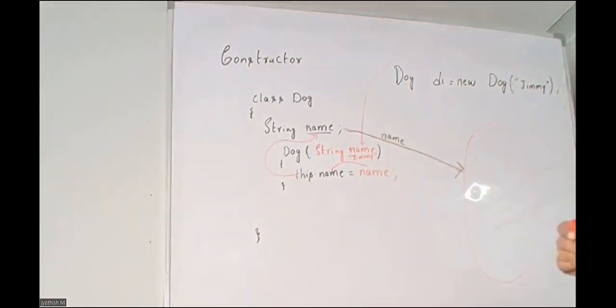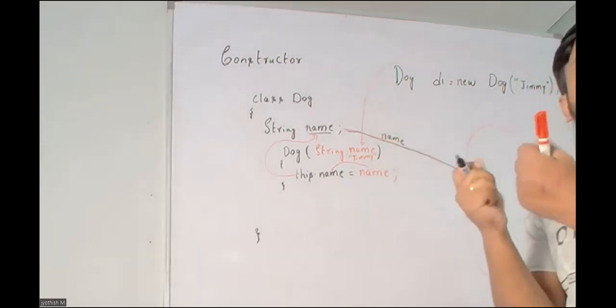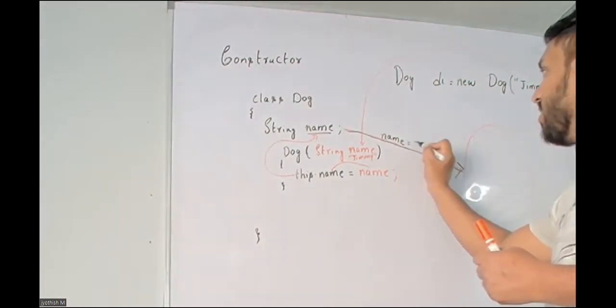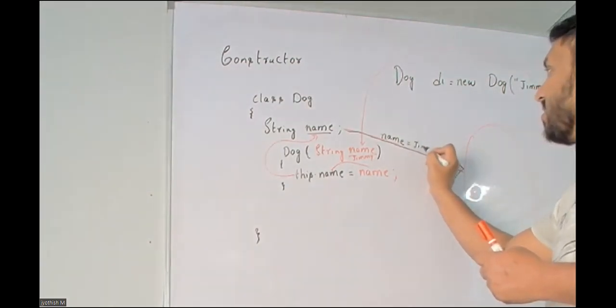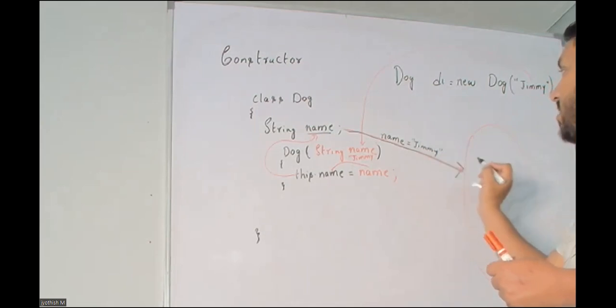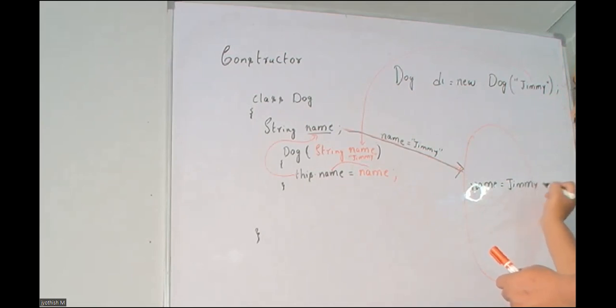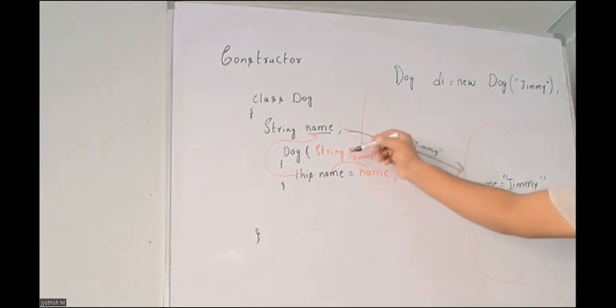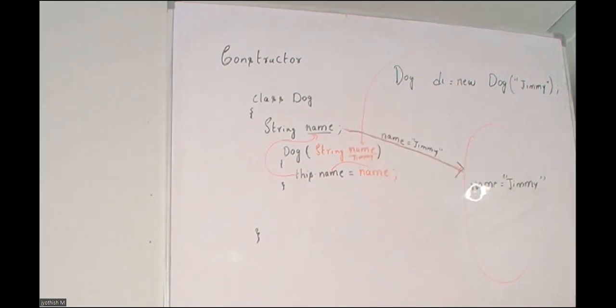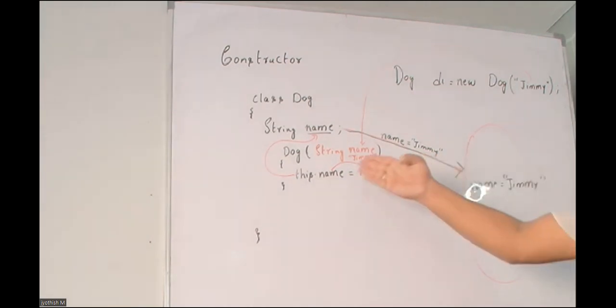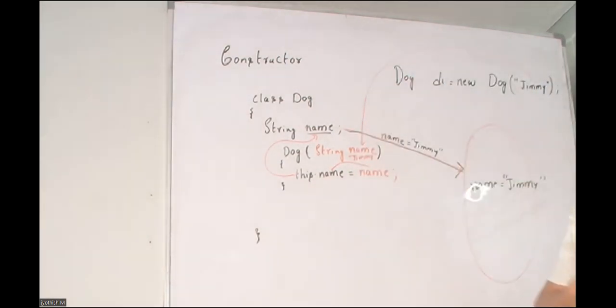Now, what will be the value? It won't go with empty hands. It will go with Jimmy. So here it will come. So can I say the constructor can be used to initialize the non-static variable? Correct. Using the constructor, I can initialize the non-static variable.